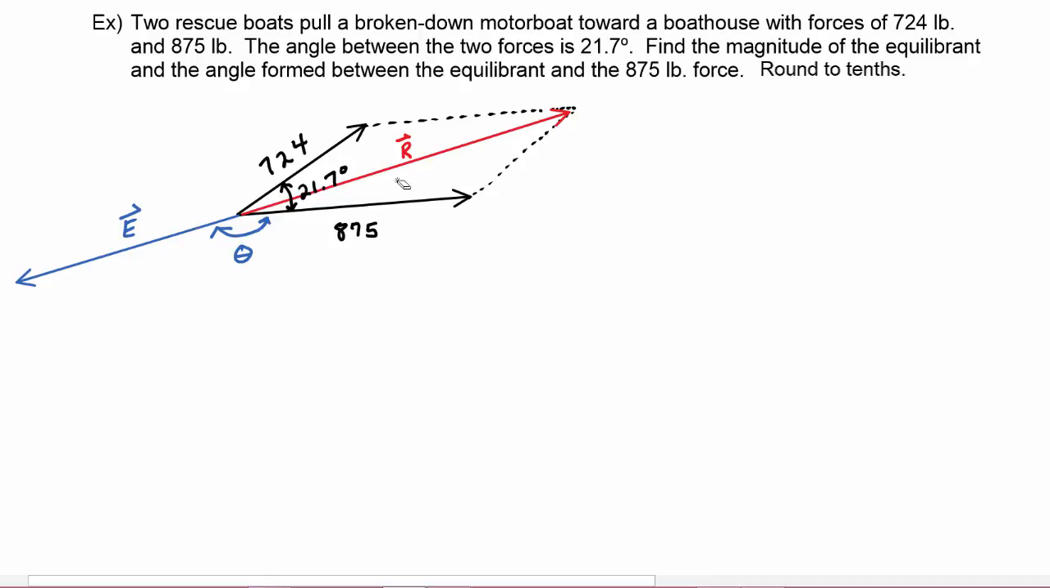So in this lower triangle, we know the dotted line here is going to be 724. We need an angle in our triangle. Be very careful because the 21.7 degrees is not in any triangle. The 21.7 degrees is the angle of the parallelogram, but we can use the theorem that says that consecutive angles in a parallelogram are supplementary.